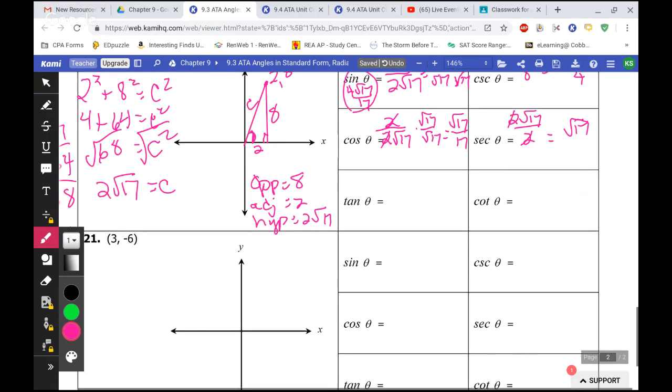And then tangent is opposite over adjacent, much prettier. So that reduces to 4. And cotangent, being the reciprocal of that, is 1 over 4.